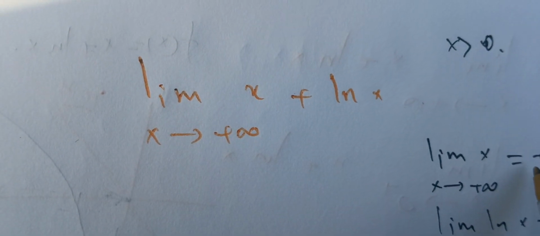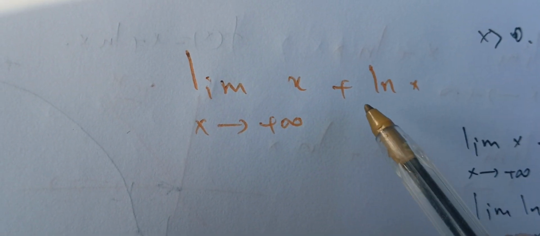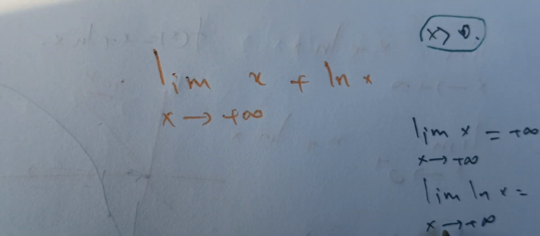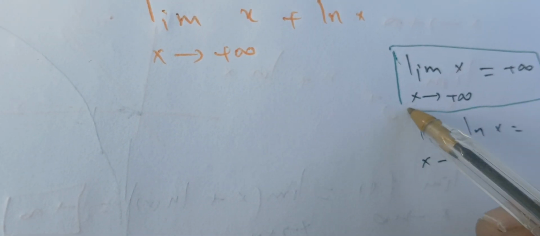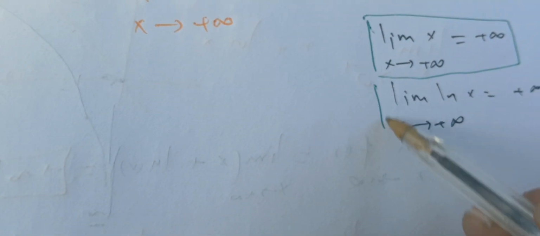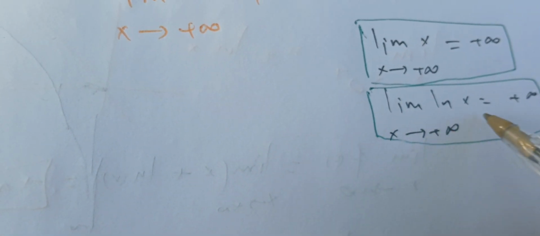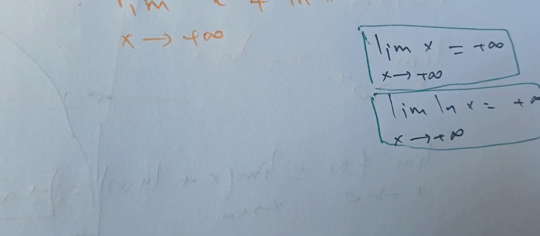In this video, we're going to compute the limit of x plus ln of x as x goes to plus infinity. In our case, our function is defined for x strictly bigger than 0. And we know two key ideas here: the limit of x as x goes to plus infinity is plus infinity, and the limit of ln of x as x goes to infinity is plus infinity.